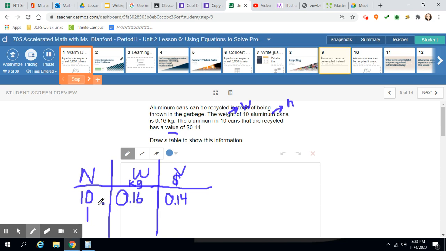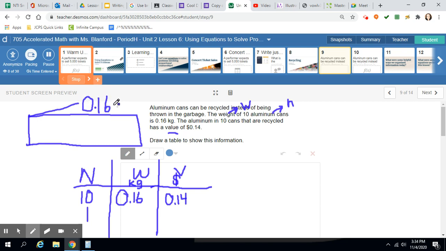Now, what I know is that, and here's what I'll do. I'm going to put, see, this helps me. You don't have to draw these if you don't want to, but this totally helps me still as a teacher to know what to do. So I know the weight, and I'm going to write this in here, is 16 hundredths. And I know that that's the weight of 10 cans.